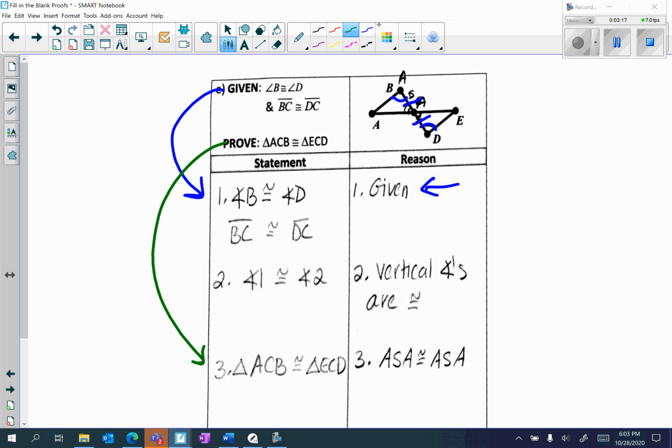Second, we have to look at our diagram and see if there's either vertical angles or the reflexive property. Notice that there is an X, so there has to be vertical angles. Make sure you put a 1 and a 2 in your diagram. Angle 1 is congruent to angle 2, vertical angles are congruent. Based on our diagram, I have an angle, a side, and an angle. So the method I have is angle, side, angle congruent to angle, side, angle. That is a full and complete proof.